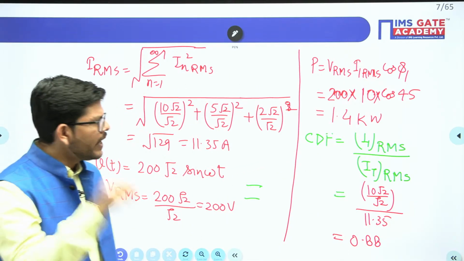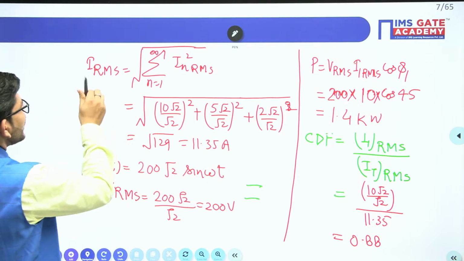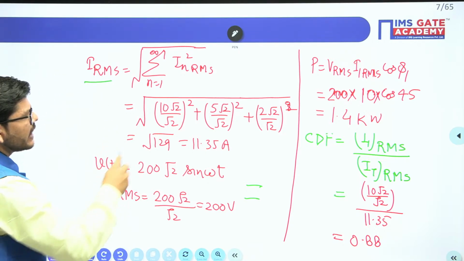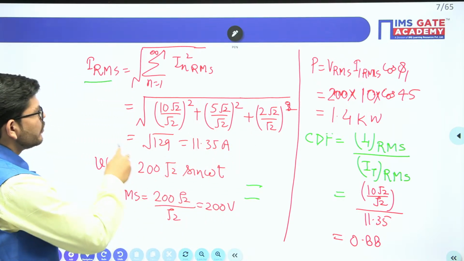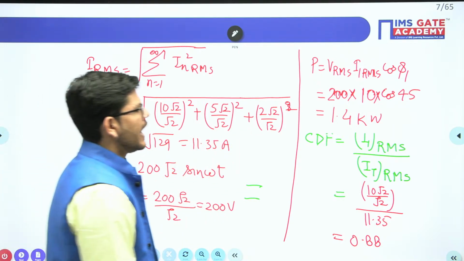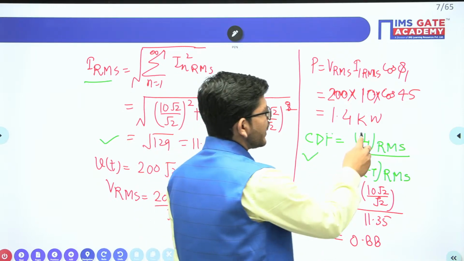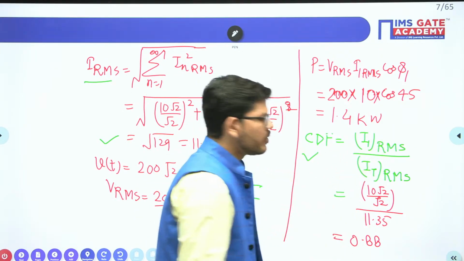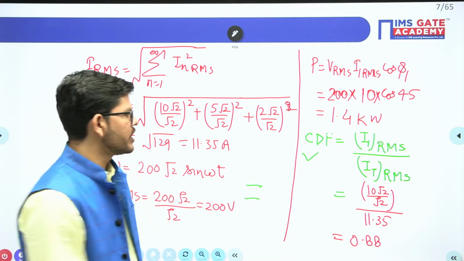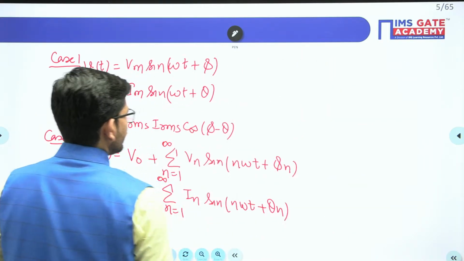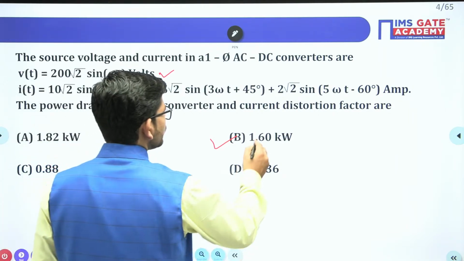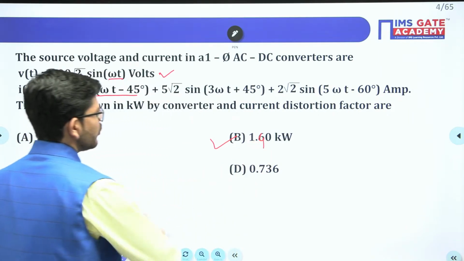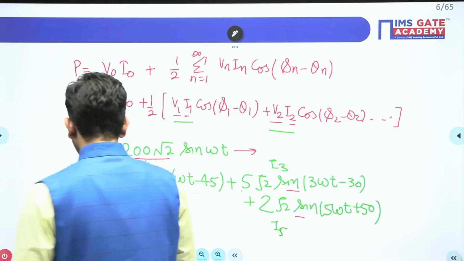When it comes to calculating the total RMS value, we have done exactly the correct thing. You have to sum up the RMS values of all the sinusoids and you will get the total RMS current. And for the current distortion factor, fundamental is divided by total and you will get the current distortion factor. So this option must be 1.4 kilowatt. So just make this small correction here.